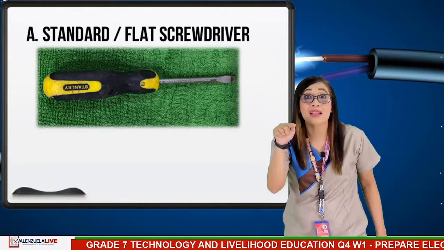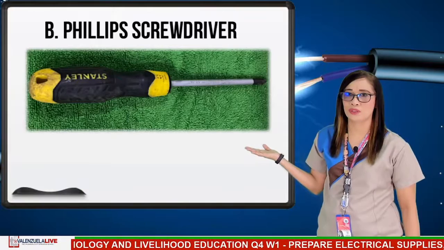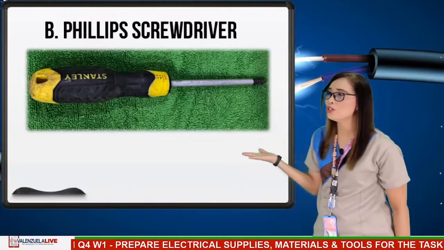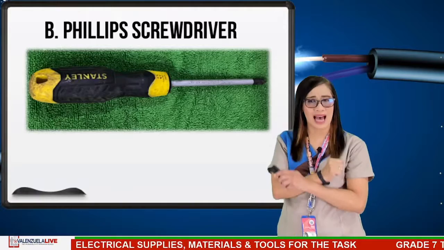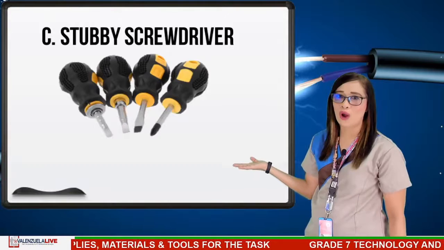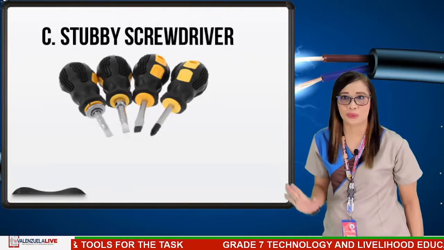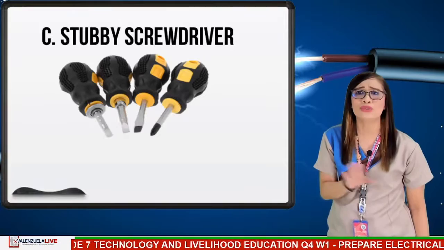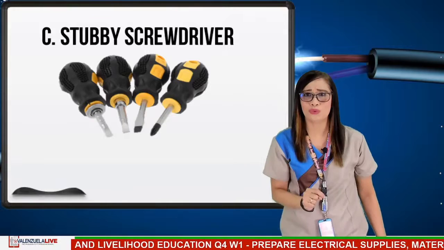Letter B, Phillips screwdriver. This has a cross tip resembling a positive sign. This is used to drive screws with cross slot heads. Next, stubby screwdriver. It comes as either a standard or Phillips screwdriver with a short chunk or blade and a shortened handle, used to turn screws in tight spaces where a standard screwdriver cannot be used.